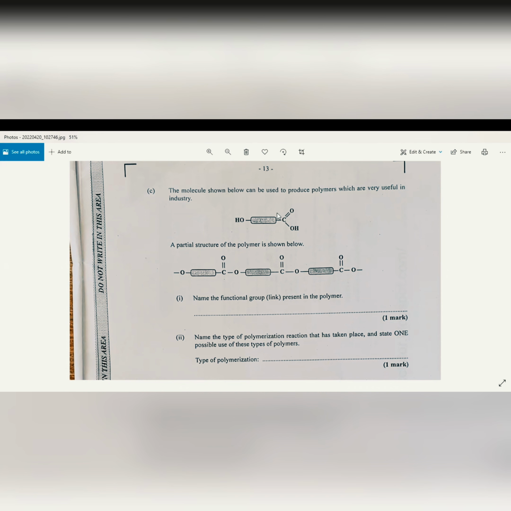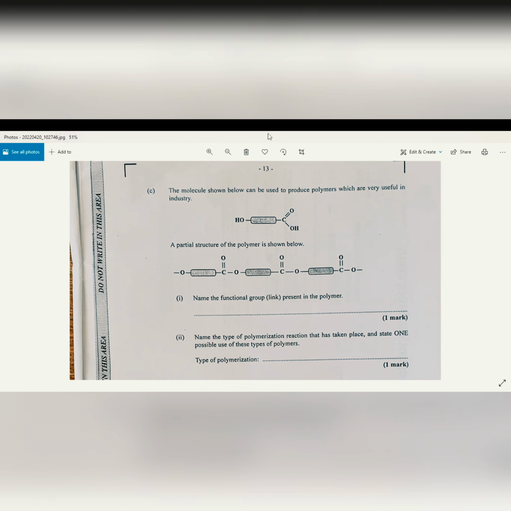So if we look at this now, we notice there is an acid portion there, right? A partial structure of the polymer is shown below. So here's a partial structure of the polymer. Of course, they can't show you a lot. They just have to show you a few. So they give you 3 units joined together. You know it's 3 units because this is a part of 1 unit, and there are 3 of these in the structure. Name the functional group or the link present in the polymer.